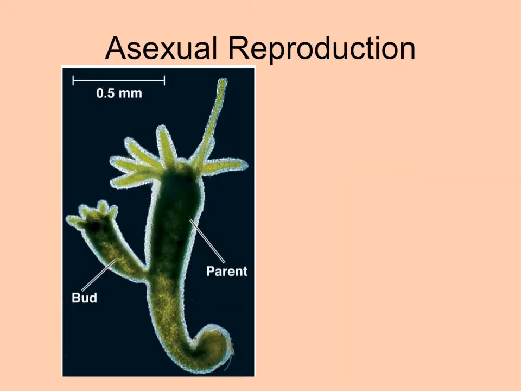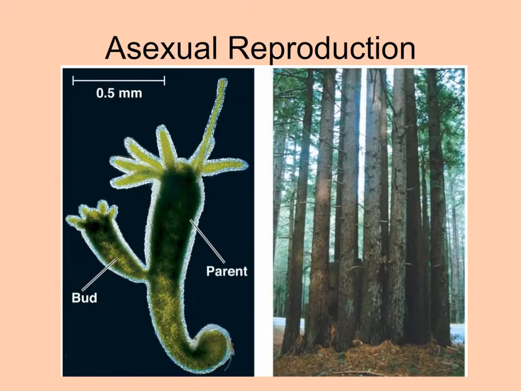Some organisms can reproduce by asexual methods, such as this hydra. It can reproduce an offspring by budding, in which a genetically identical individual grows on the parent. These trees can also reproduce asexually. All these trees in this stand are clones, as they all sprouted from the same roots of a single individual.